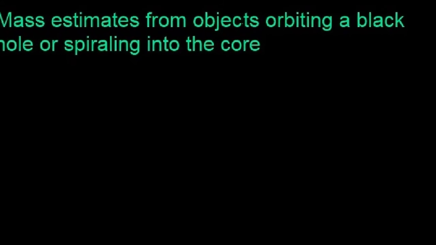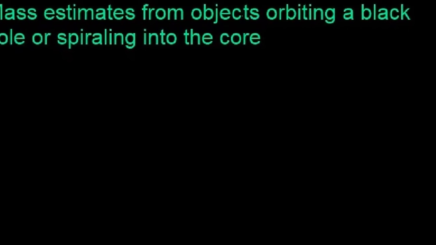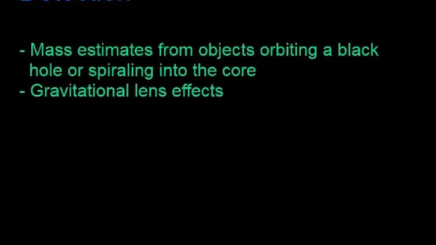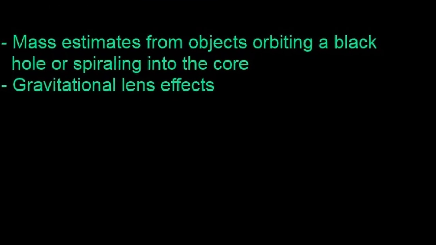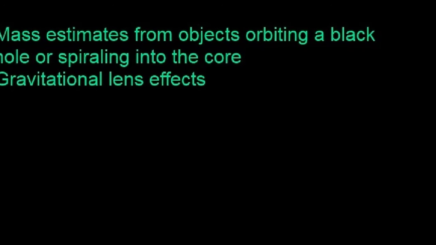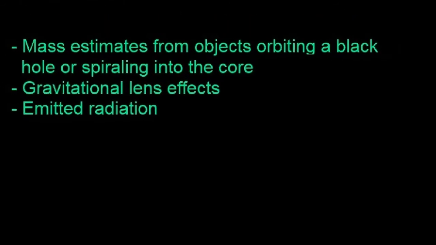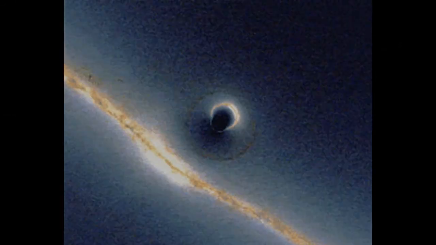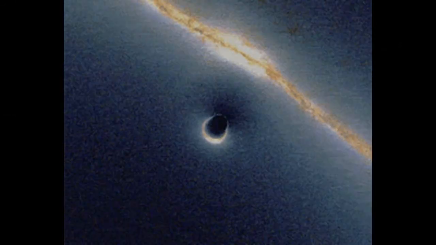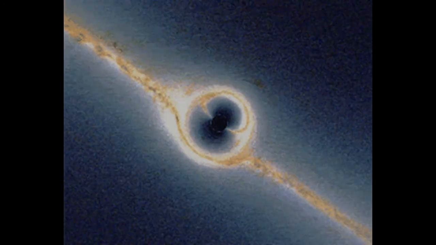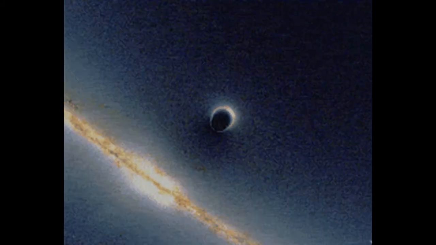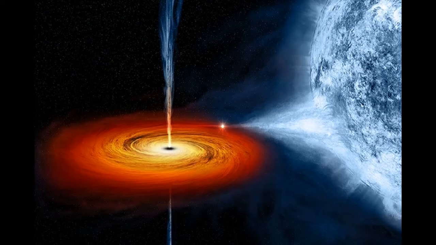The last thing I'll talk about is how astronomers detect a black hole. One of the ways of doing this is by looking at the mass estimates from objects around that are orbiting the black hole or spiraling into the core. The second way is to observe the gravitational lens effect of the black hole and other objects passing around it. And then thirdly, the emitted radiation is another indication of a black hole.